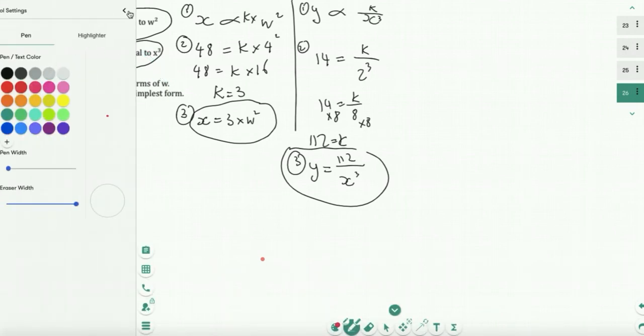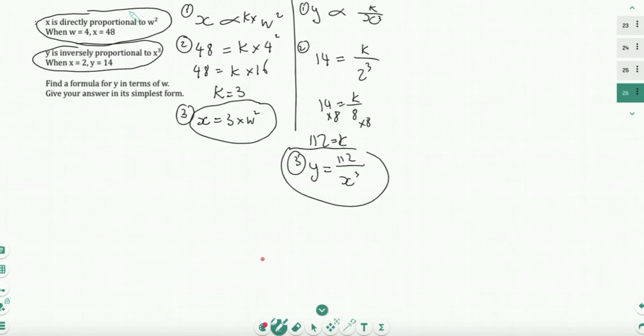The trick here, guys, is to look at both formulas and see what variable is in common. Well, this formula has X and W. This has X and Y. So both formulas have an X in common. So let's make X the subject of both equations, because that's what's in common. When I say make X the subject, that means get X by itself, or isolate X.